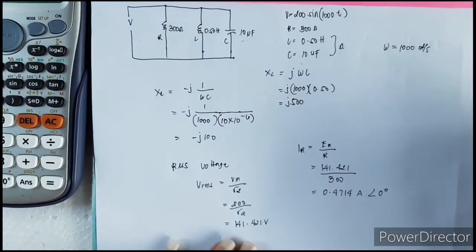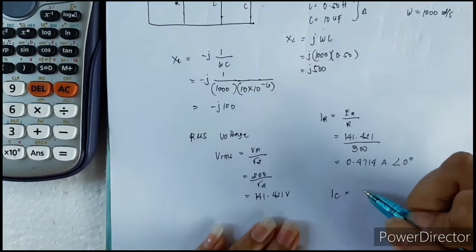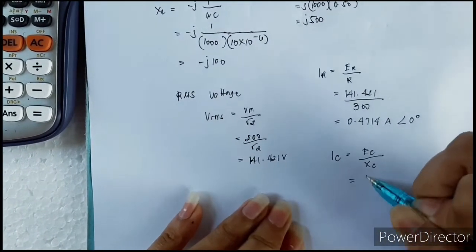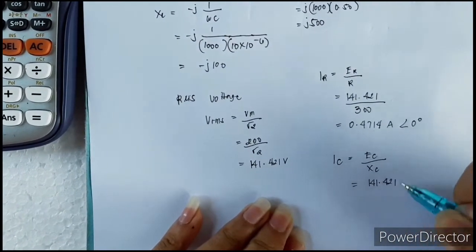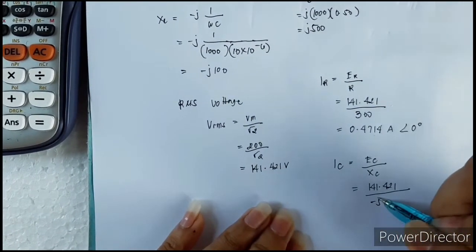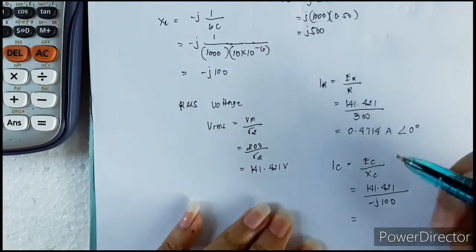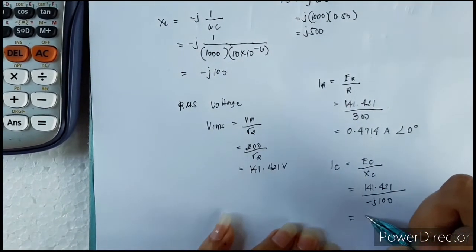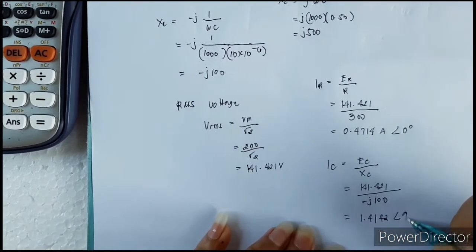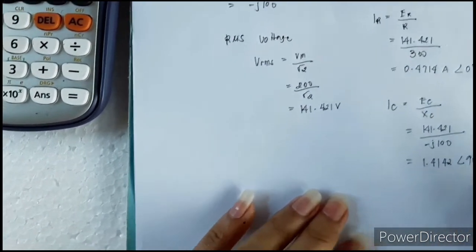And then the next is to find the current at the capacitance. So we have EC over XC, we have 141.421, and our XC is negative j100. So we will get, for our IC, 1.4142 angle 90 degrees. So we'll have this answer in polar form.